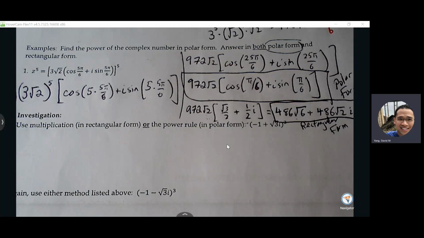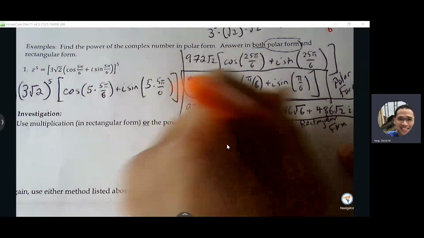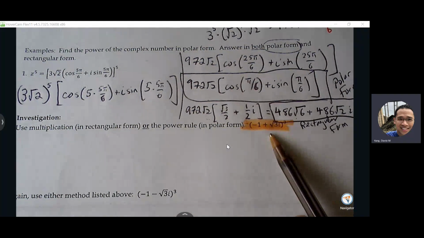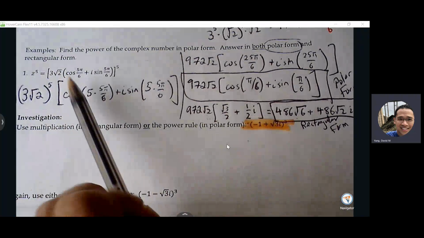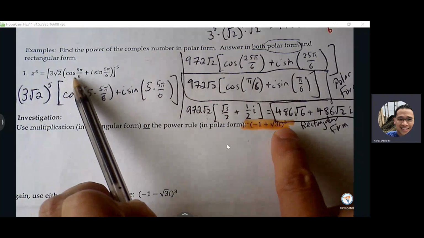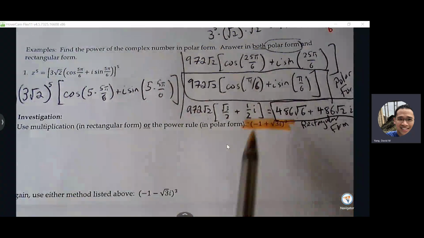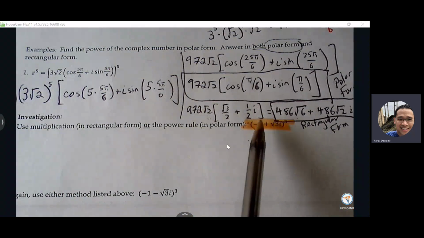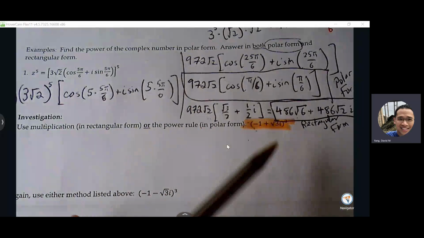Okay, so next, we want to do this evaluation. We want to find negative 1 plus root 3 i, cubed. Okay, we could FOIL everything out and work that through, but right now, what form is this in? Rectangular form, right? It's the same thing as what we did for number one. We're still going to raise it to the third power, but our suggestion is we're going to try to get this into polar form first.